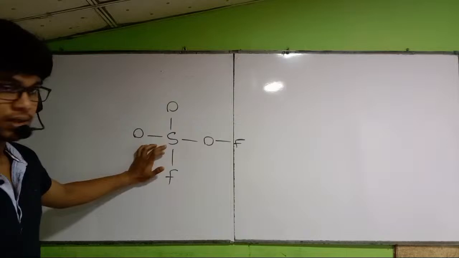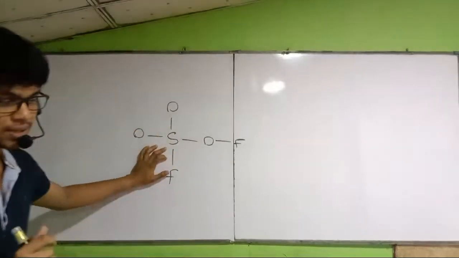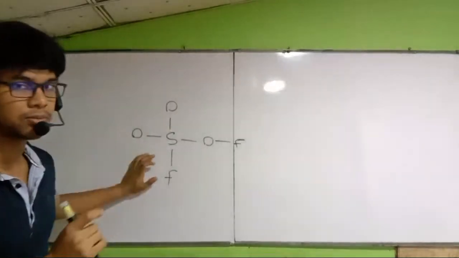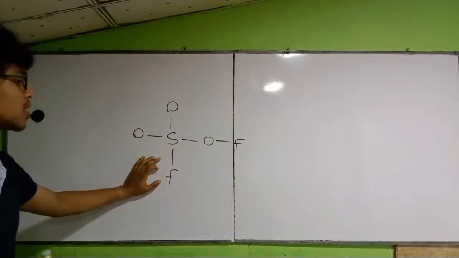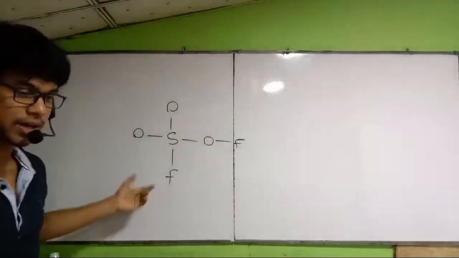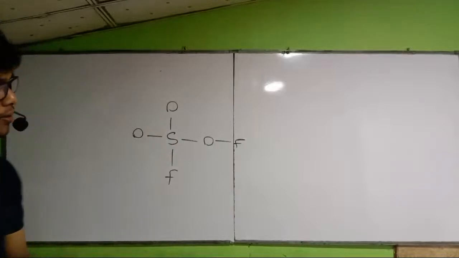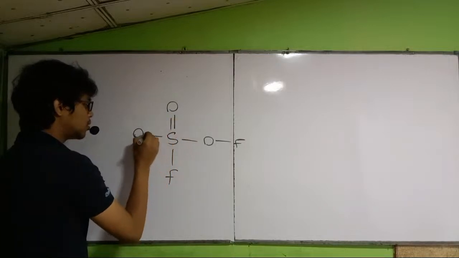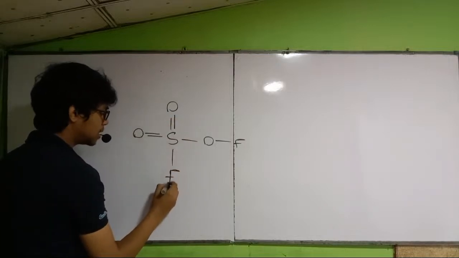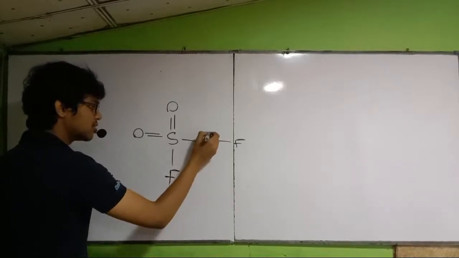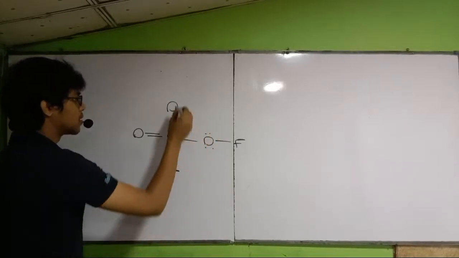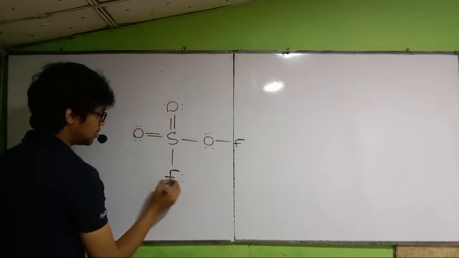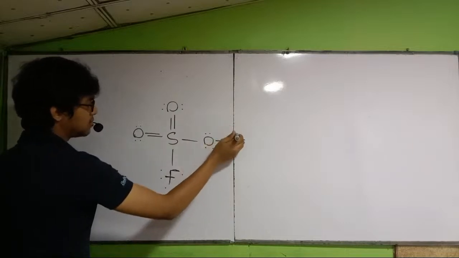People, this sulfur can exceed the octet. First thing you have to understand is that oxygen cannot exceed octet because it is a second period element. Fluorine also can't. Fluorine double bonds are not possible, it's always a single bond. Since sulfur can exceed octet, we can draw bonds like this. Fluorine will not form a double bond, so it will stay like that. This oxygen lone pair, this oxygen lone pair, this oxygen lone pair, and this fluorine has 3 lone pairs.